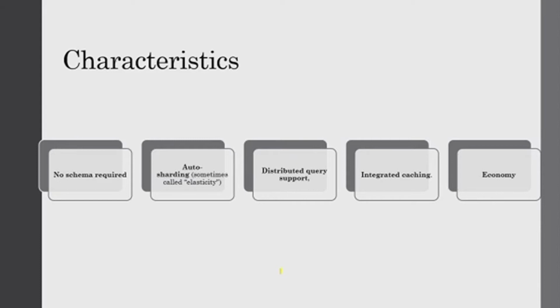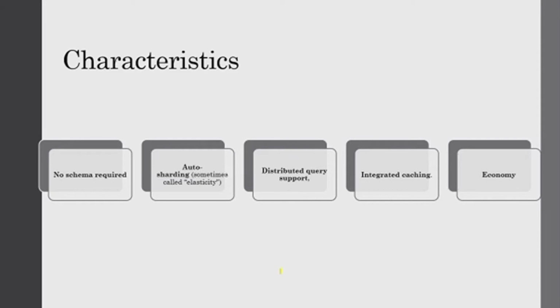The third is distributed query support. NoSQL queries are often faster than traditional SQL queries, so the cost of additional queries may be acceptable. Also, NoSQL databases retain their full query power even when distributed across many servers.